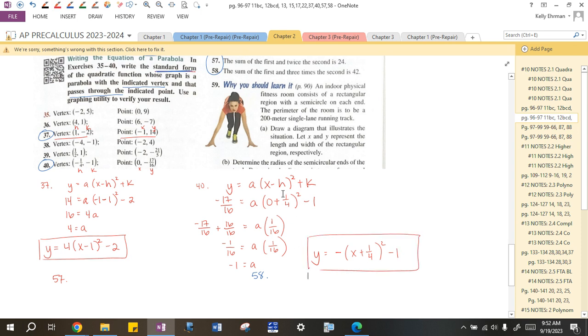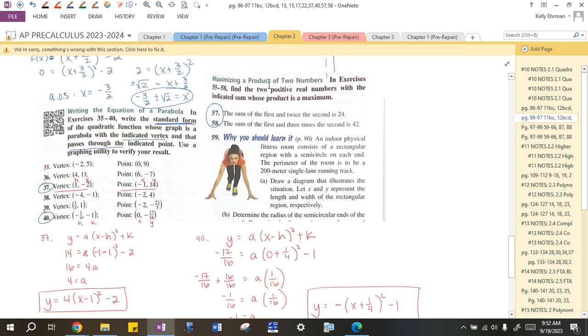All right, now in 57 and 58, the directions for this problem are at the bottom of the page, so I've just copied them over here. Find the two positive real numbers with the indicated sum whose product is a maximum. Product is a maximum, meaning we're going to be looking for a vertex or a relative maximum if we were to graph all the products.